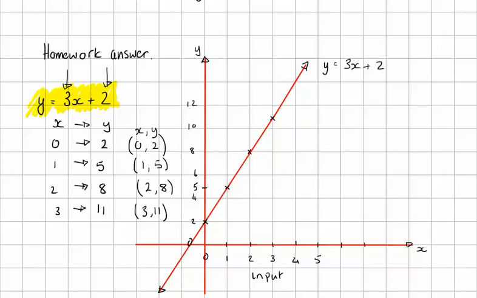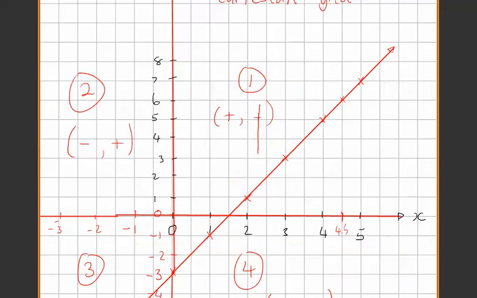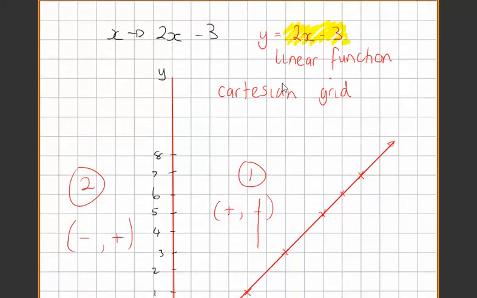We're recording again. What was the function of the other one, the function on the other page? It was 2x minus 3, Sophie.